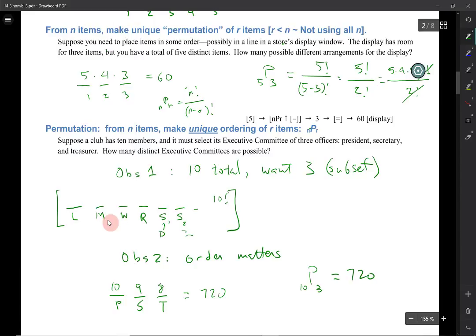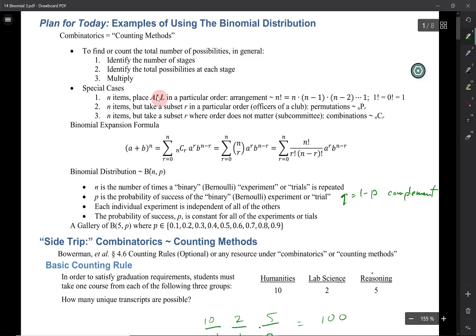Okay, so either way, the long way, right, where you figure out the stages, identify the possibilities per stage, and then just multiply them. That gives it to you. Otherwise, you have this. Just for the sake of argument, we could say do 10 factorial divided by 3 factorial.